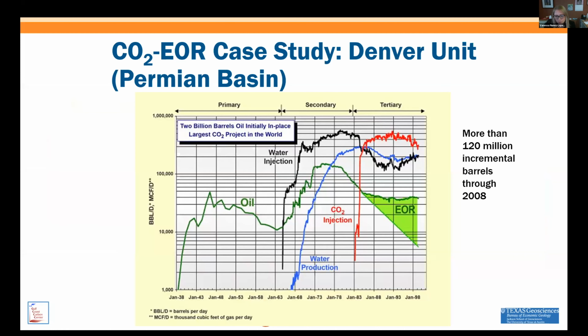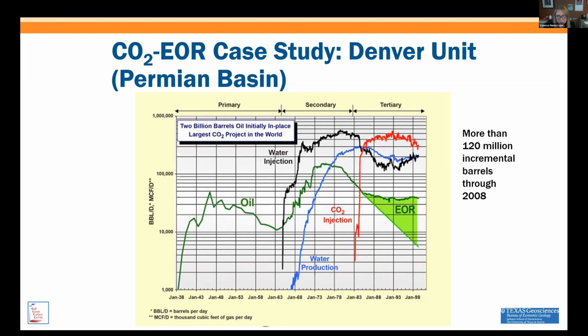So EOR with CO2 started in the early 1970s, in 1972 actually, in the Permian Basin, which is in West Texas and Southeast New Mexico, more specifically in a field called SACROC. This region, the Permian Basin, is the third largest oil-producing region in the US. It has produced over 30 billion barrels of oil, out of which 1.3 billion barrels have been produced with CO2 through EOR.